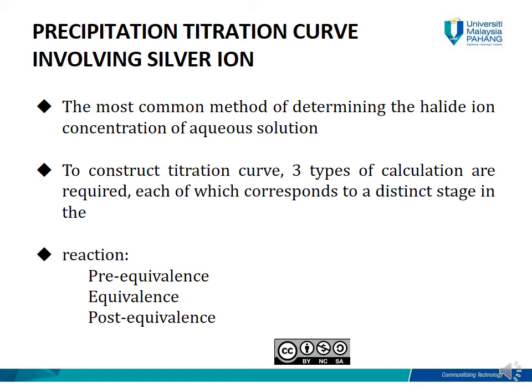Okay, so in this titration curve, you will see three types of calculation that are required, in order for you to determine before the endpoint, at the endpoint, and after the endpoint. The calculations involved are the first one, pre-equivalence, the second, at equivalence, and the third one is post-equivalence.